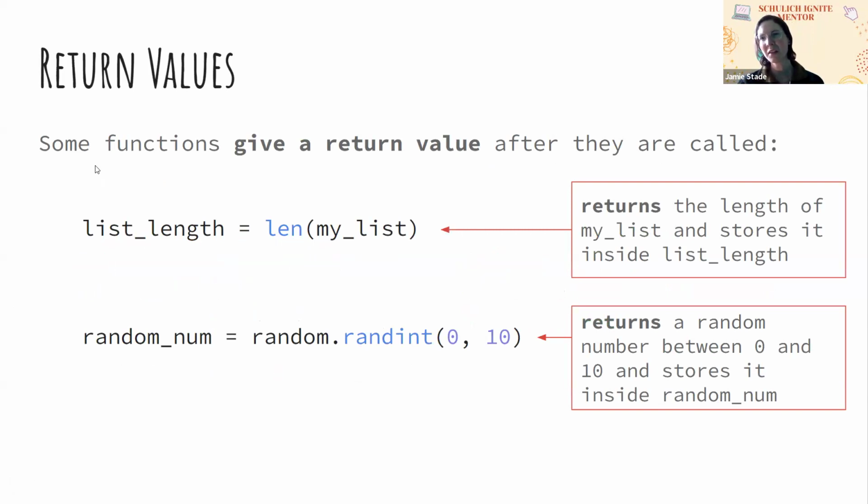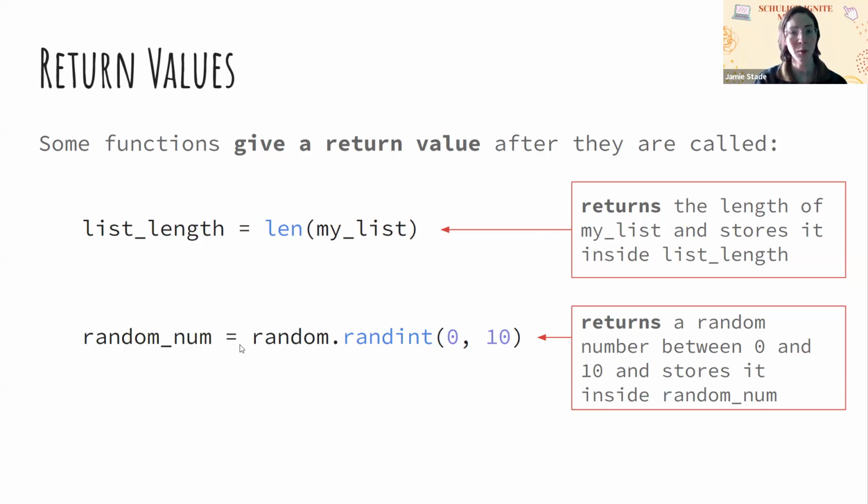So in addition to performing a single action, some functions will give a return value after they are called. This is not needed for every function, but many functions will do this. A few examples: we talked about the len function in regards to lists. We can pass in a list or any other type of container, and it will have a return value that gives you the length, the number of objects in that container.